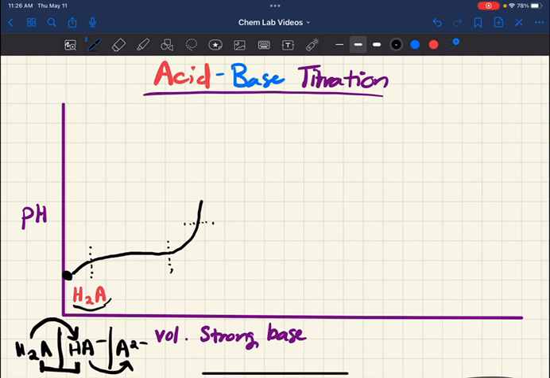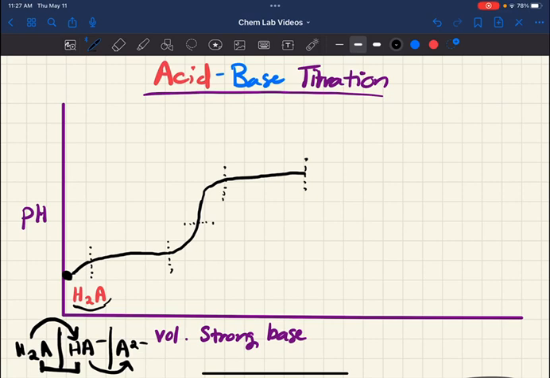You continue adding strong base, and your sharp increase starts to level off because now we've moved to a point where we're starting to generate some mixture of A2 minus and HA minus, and so we'll see another more plateau sort of region, which again, this is going to represent a mixture of conjugates again, so we can call that another buffer region, mixture of two conjugates of one another.